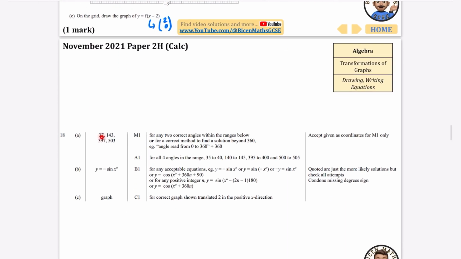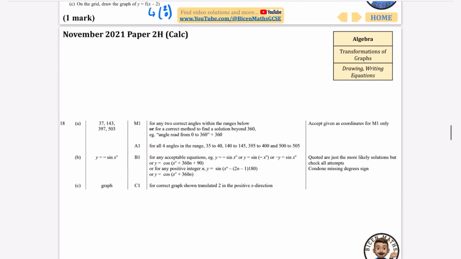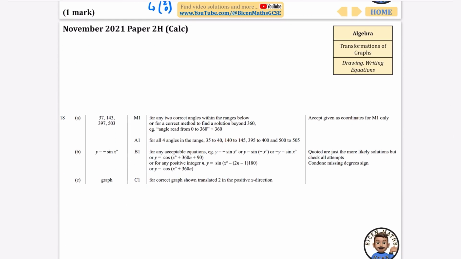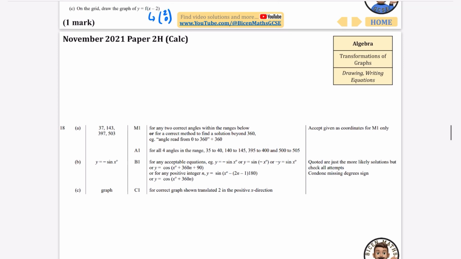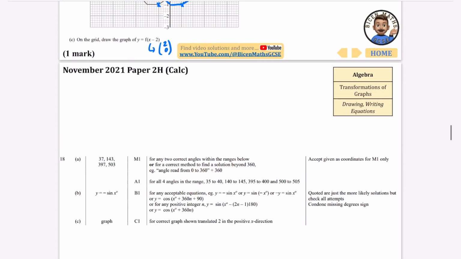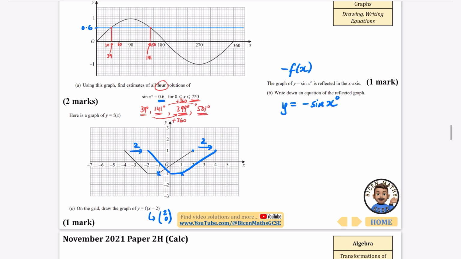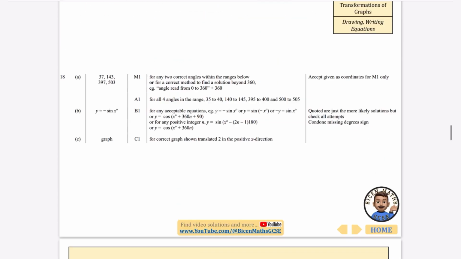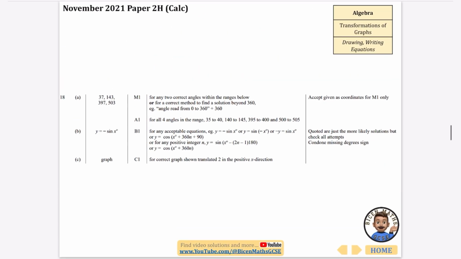So they have said 37, 143, 397 and 503, but they do give a pretty wide range. So we said, I think, 39 and 141. So that's definitely fine, and our other answers were inside those gaps as well. Probably would have been easier if it was printed in a large size and I wasn't doing it on my iPad. So that's all of the questions about transformations of graphs.